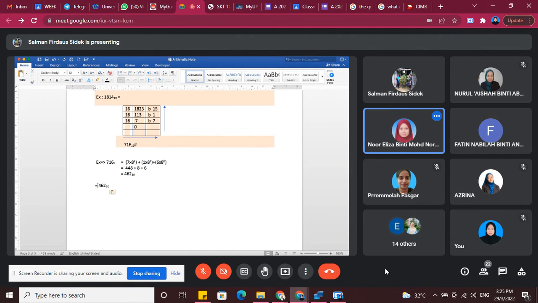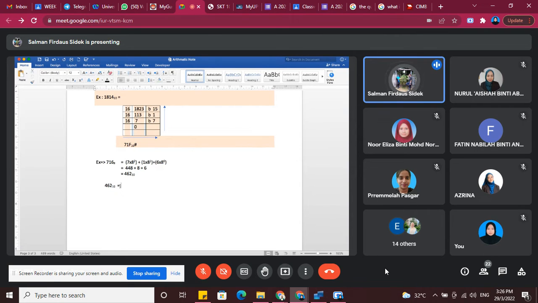Base 16. Andai katalah saya nak bahagi 2 dulu, boleh tak? 462 ni saya nak bahagi 2 dulu, boleh tak? Boleh. Kalau bagi 2, saya dapat nombor dalam sistem apa? Binary. Okay, let's see. Okay, saya lupakan ni sekejap, ini tadi bahagi dengan 16 kan, kita stop sekejap. Okay, let's see, kalau 462 saya bahagi 2, I divide 462 with 2, so I get a number in binary.